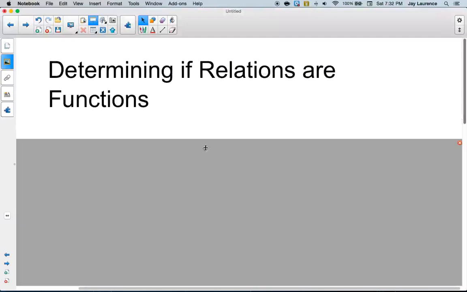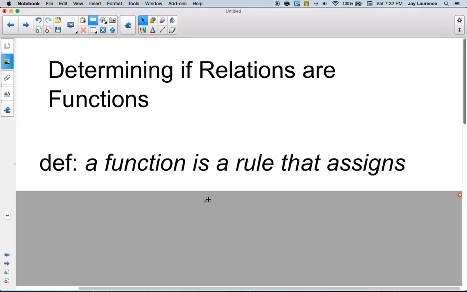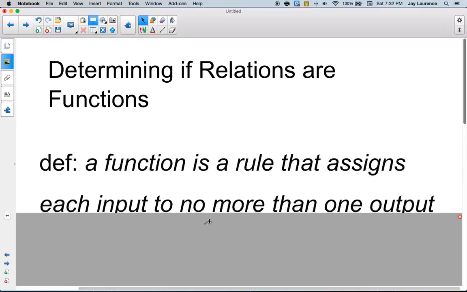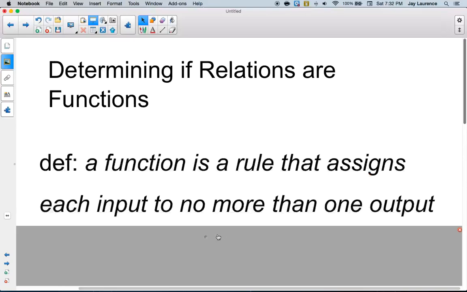It's trying to determine if relations are functions. So let's go to the definition. Always go to the definition. A function is a rule that assigns each input to no more than one output.